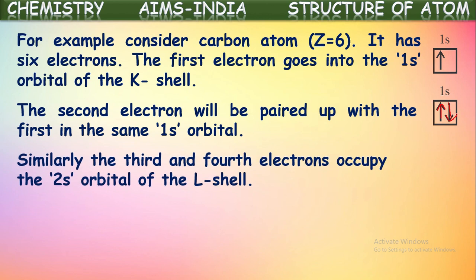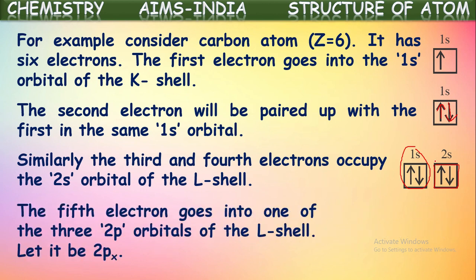Now the third and fourth electrons will occupy the next orbital, the 2s orbital, and they will pair just like the first two electrons in the 1s. These third and fourth electrons fill the 2s orbital of the second shell, the L shell. See how it is shown? Already 1s is completely filled with the first two electrons. Totally 4 electrons are now occupying these two orbitals.